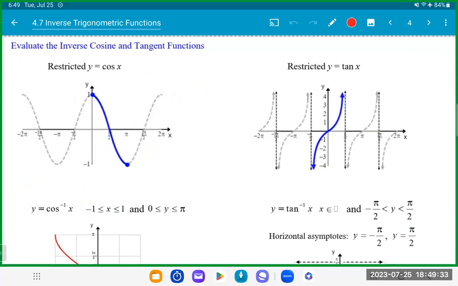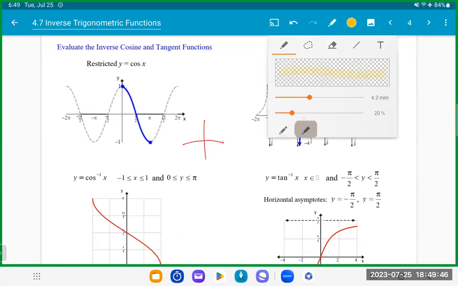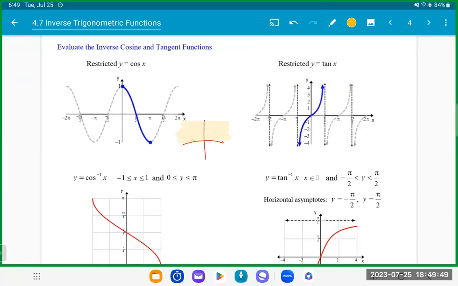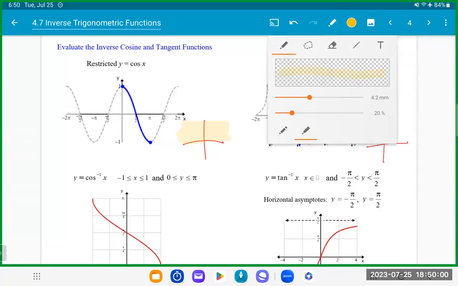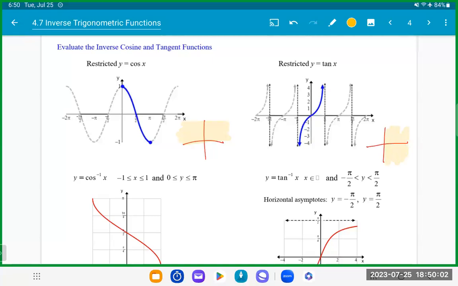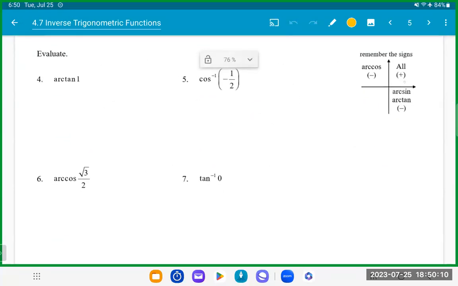Okay. So the inverse of cosine is the same, right? Except now with cosine, we're going to be restricted to our first and second quadrants, okay? And our tangent, like our sine, we are going to be restricted to our first and fourth, okay? So that's really just what those are telling us, but we'll see some examples here.